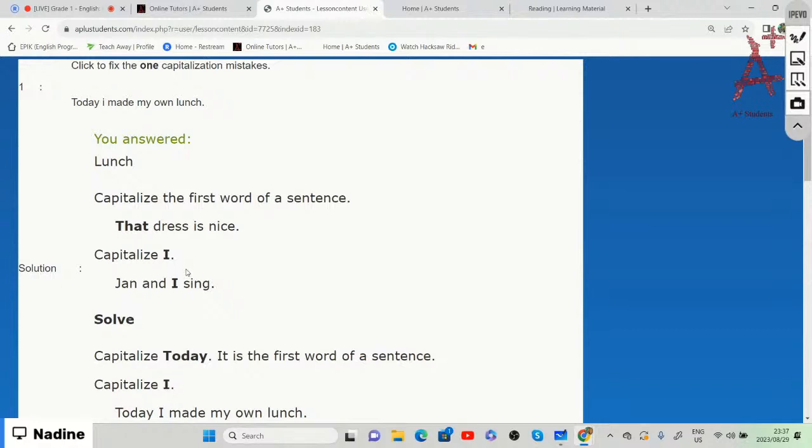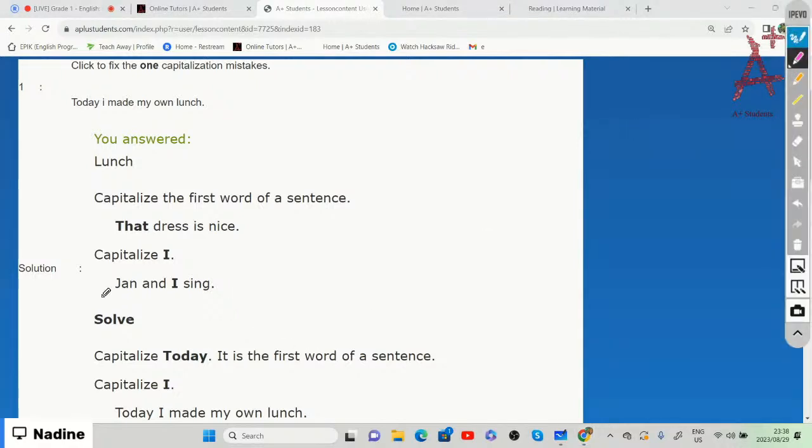So the letter I, right? For example, "I am," or "I went to the shop." Whether the I is in the middle of the sentence or not, you still need to capitalize the pronoun I. So, "Jan and I sing." That is an example. It means that the I needs to be capitalized all the time.